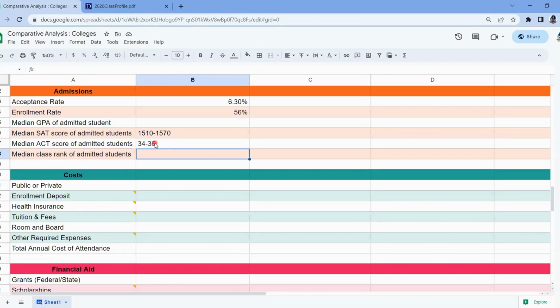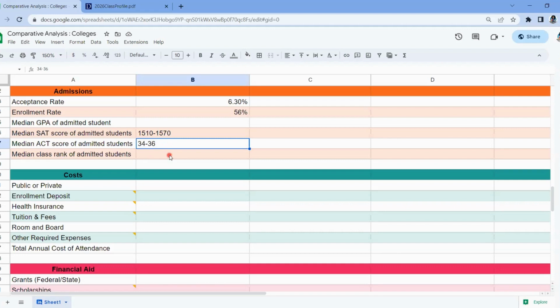So do not be alarmed if your test scores are slightly lower than the median reported test scores. There are still a number of students who were admitted to this school with test scores that were lower than the median. It's just nice to know when you are debating which school is the best fit for you, which school you're the most competitive match for.